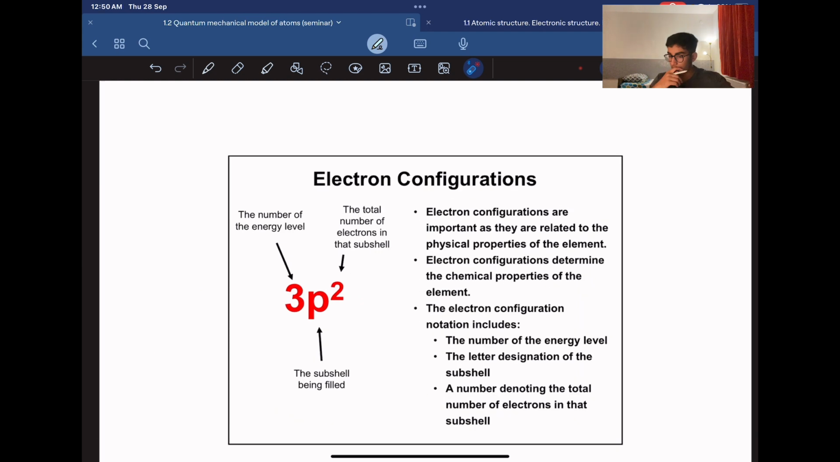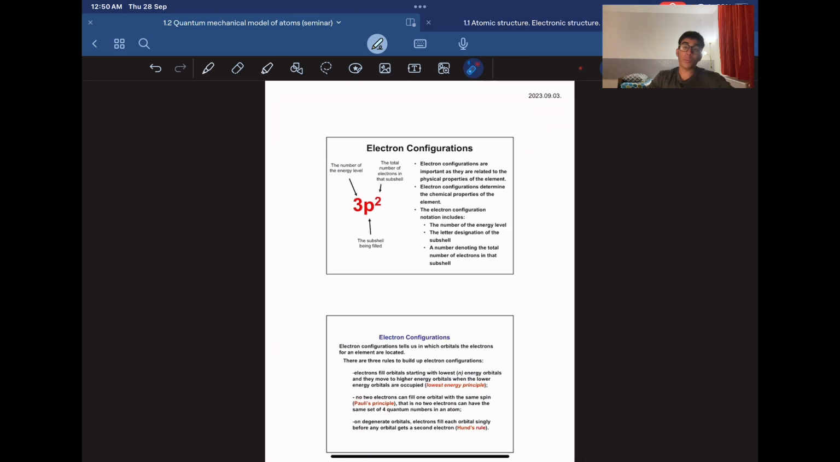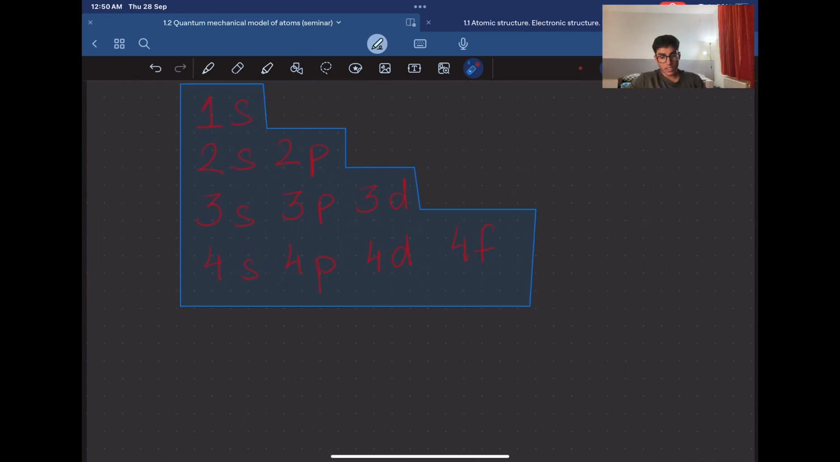Okay. This is how electron configurations are written. Principal quantum number. This is the value of L. Total number of electrons. Now I'm going to tell you how to write electronic configurations. I'm going to explain to you now. Let's take this.